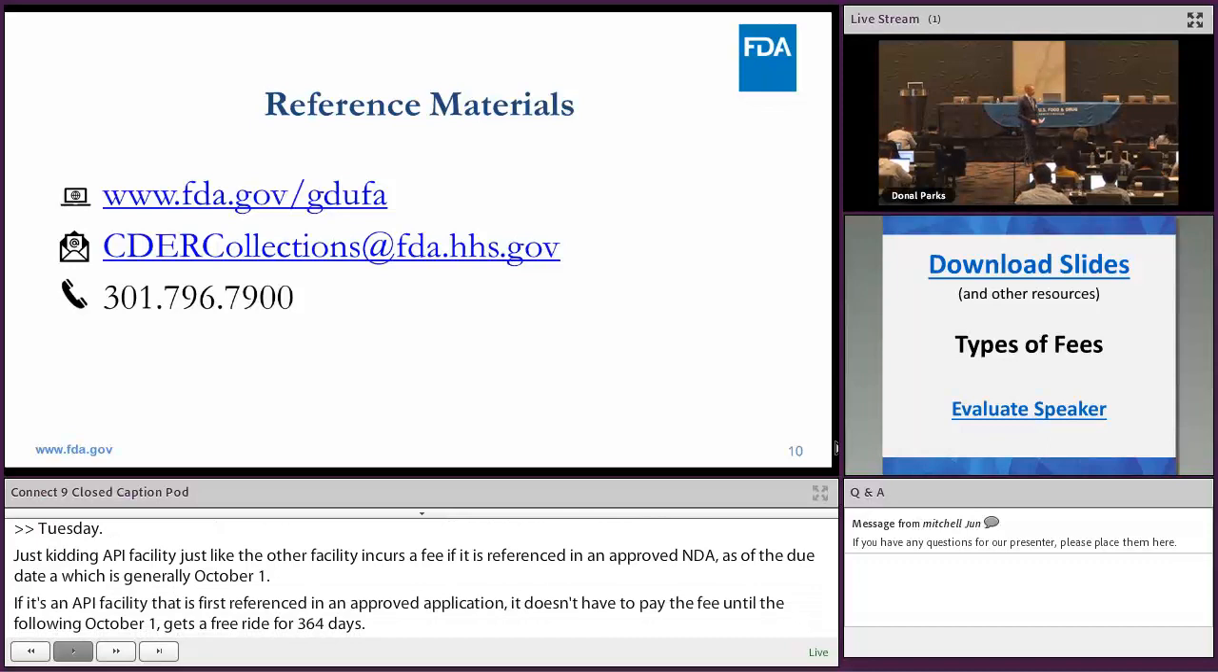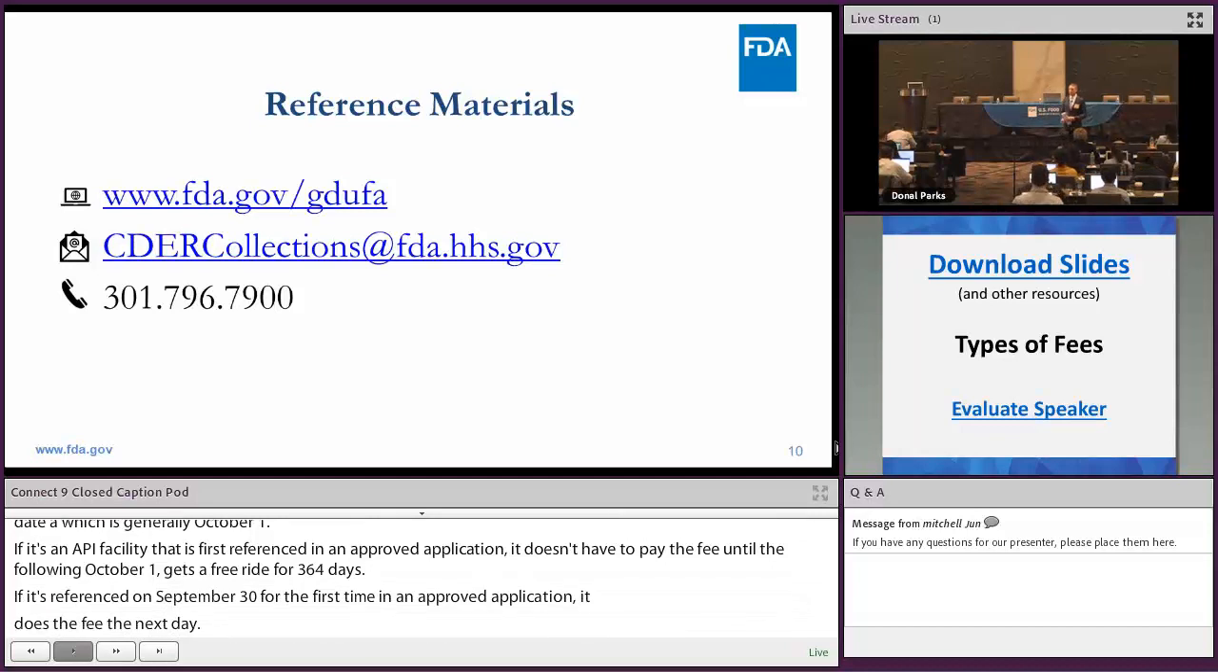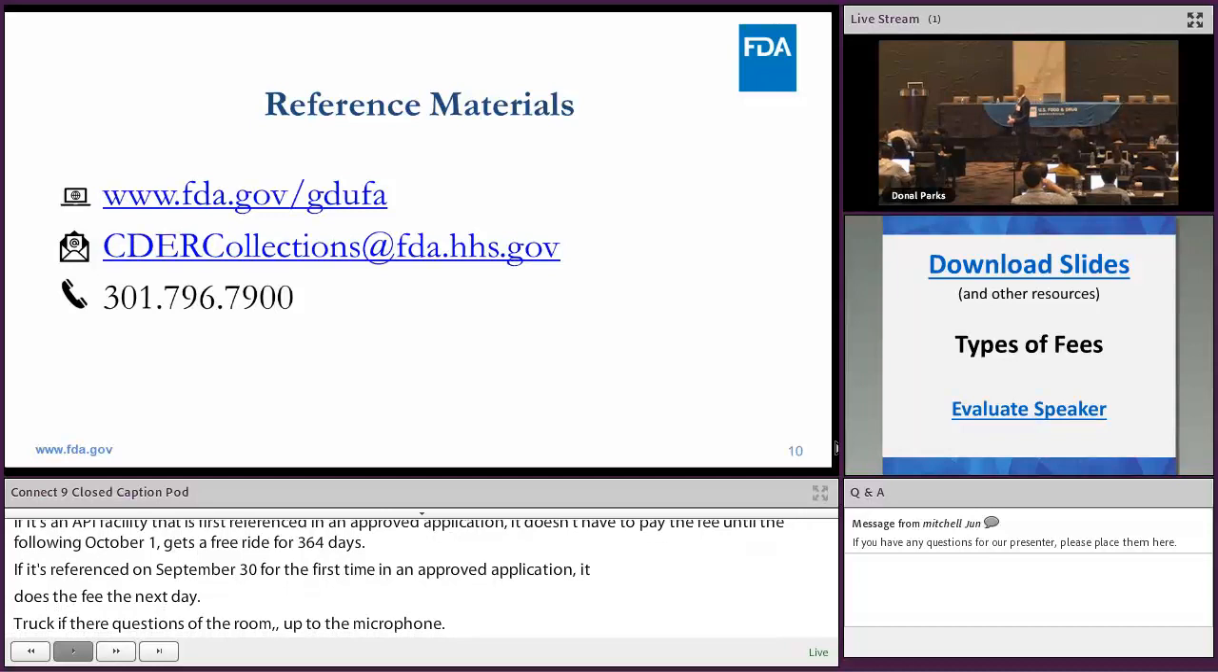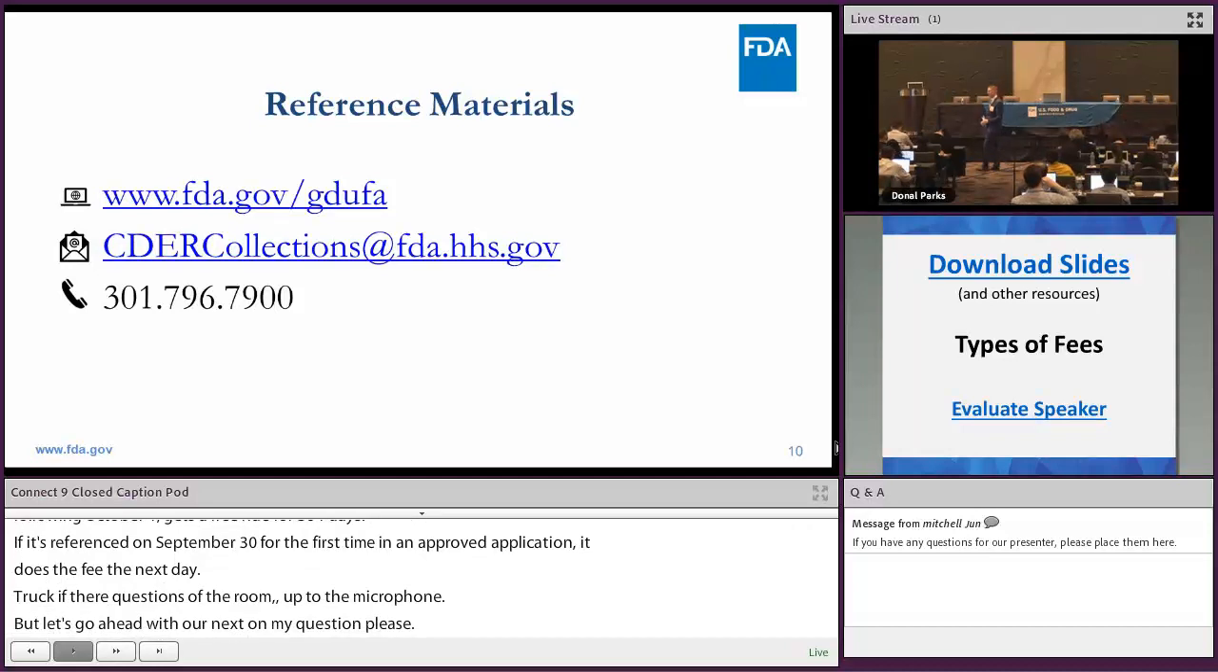And again, if there are any questions in the room, come on up to the microphone, but let's go ahead with our next online question, please. What is the first date we are able to make GDUFA payments so we can avoid getting close to the October 1st date? Great question, thank you.